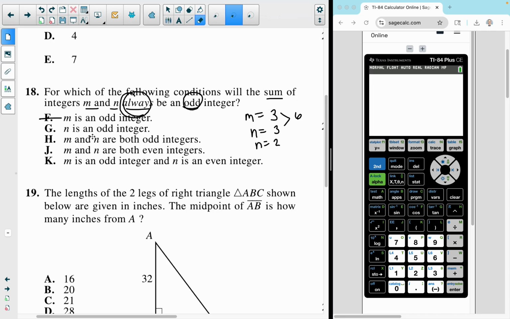So I'll do the same thing with n is an odd integer. So instead I'll have n is the 3, but what about m? m could be odd or m could be even. So again, 3 plus 3 is 6, also not correct. So that one's gone.